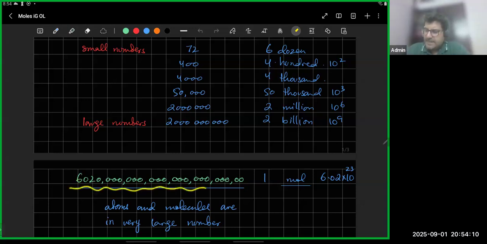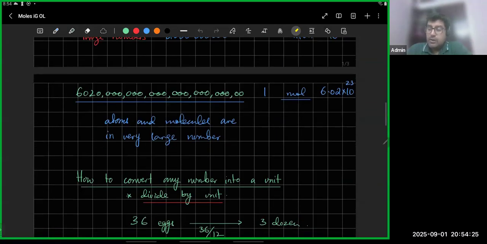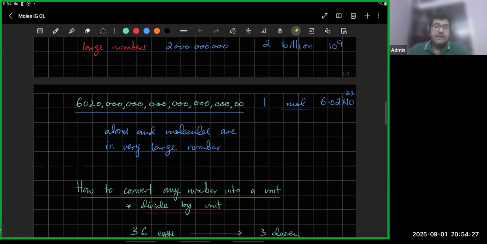Atoms are so many that a small sample of any substance has more than this number of atoms, right? So that is what one mole is. That's 6.02 times 10 power 23. So if somebody asks you for the definition of a mole, it's the number of particles equal to 6.02 times 10 power 23.